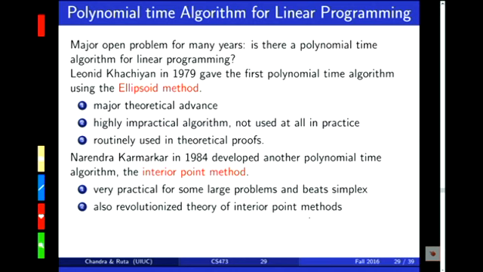It also gave a new tool and revolutionized the theory of interior point methods. So this is also an important method, but we are not going to cover it, as it is outside the scope of this course.